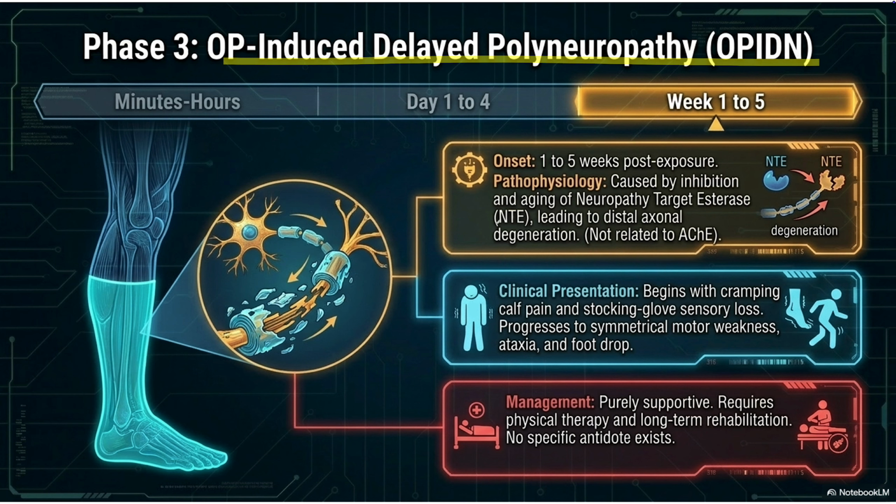Now let's discuss the late neurologic complication, organophosphate-induced delayed polyneuropathy, OPIDN. This typically develops weeks later. Look at the timeline on the slide. This occurs through a different mechanism involving neuropathy target esterase. Patients develop stocking glove sensory loss and symmetric motor weakness. The important teaching point here is that organophosphate poisoning is not just an acute event. It can produce long-term neurologic disability. That's why follow-up and rehabilitation matter.